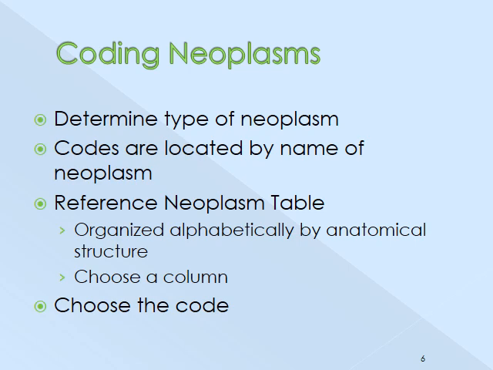In order to code a neoplasm, first determine the type of neoplasm. Codes are located by the name of the neoplasm. Reference the neoplasm table. The neoplasm table is arranged alphabetically by anatomical structure. Next, choose a column based on type and identify the code.